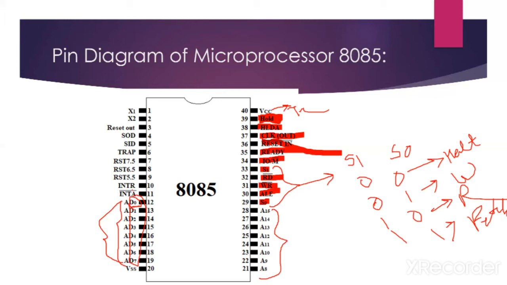The 8 signal lines from A8 to A15 are unidirectional and used as the high order address bus. Used as high order and used as low order.